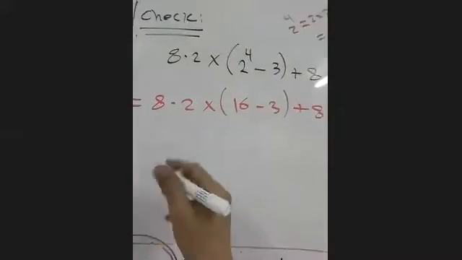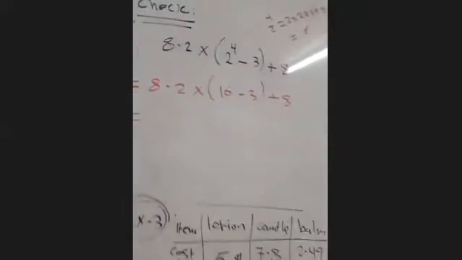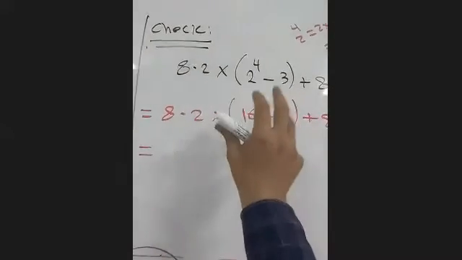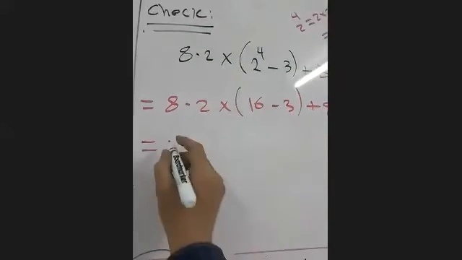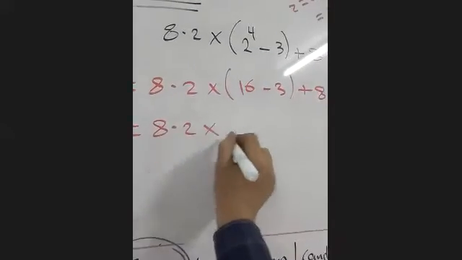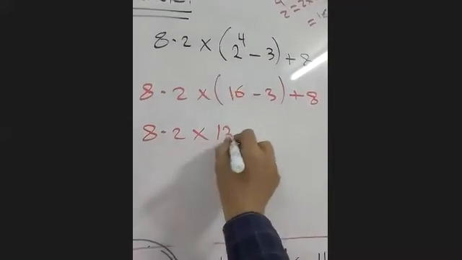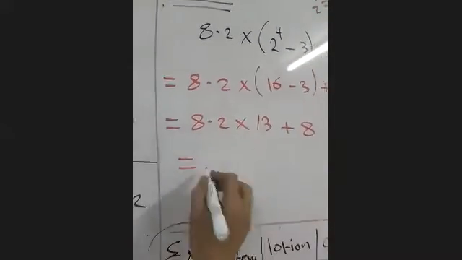So what will I do now? I will subtract, because we have the bracket, so we're still in the bracket until we finish it. So it's 8.2 multiplied by 16 minus 3, how much? 13. And the plus 8 stays the same.